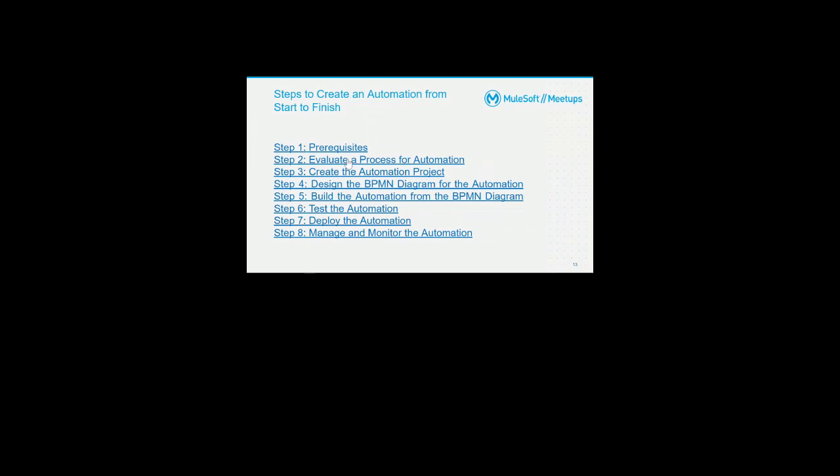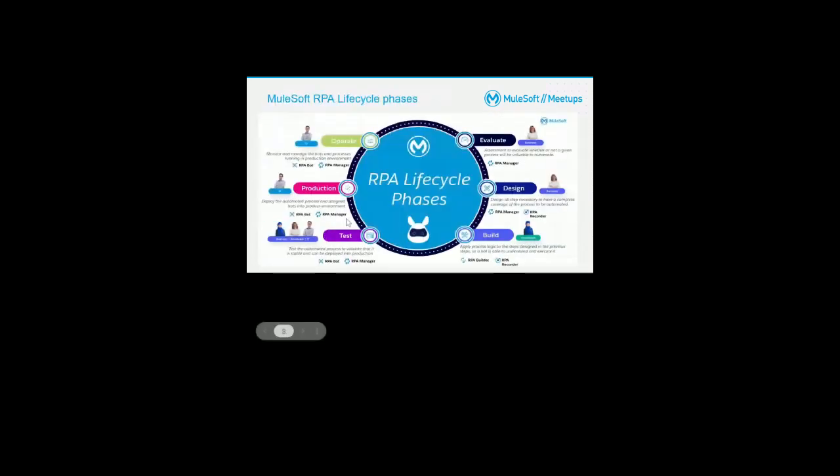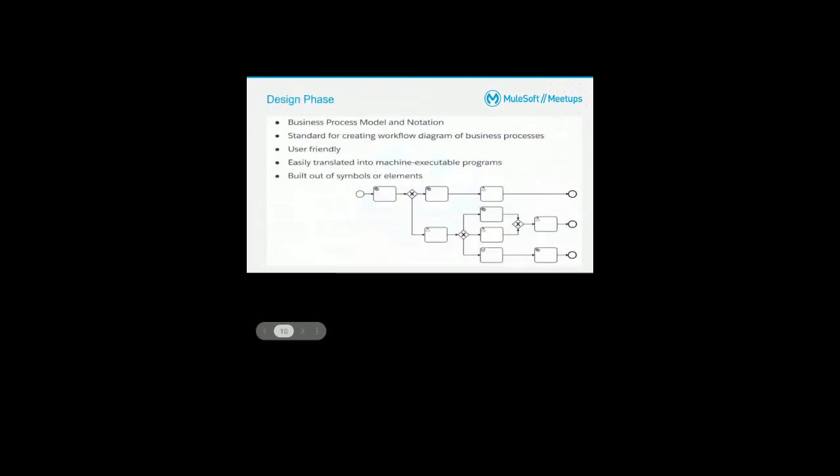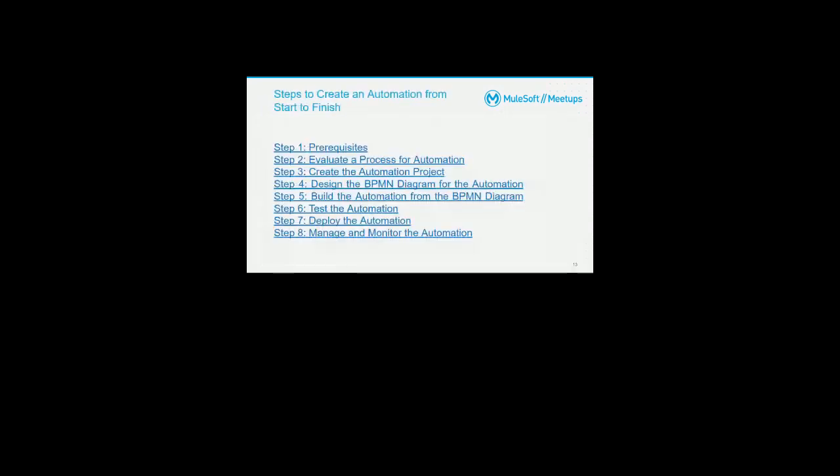Okay. Then we have evaluation: evaluate a process for automation. It's just this thing we need to do in the evaluation phase. These are the steps we talk about in this life cycle itself. Then we need to create an automation project. After that, design a BPMN diagram for the automation. Step 4 is a part of designing. Once this design is complete, then we will build the automation from that BPMN diagram itself.